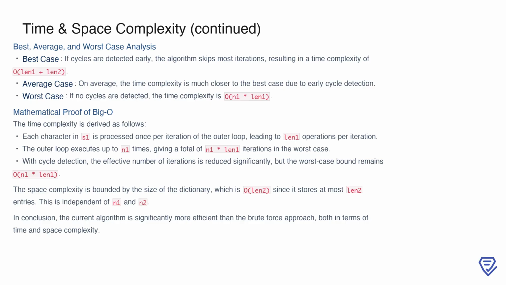To mathematically justify this big O analysis, consider that each character in S1 is processed once per iteration of the outer loop, resulting in len1 operations per iteration. With the outer loop running up to n1 times, the total number of operations is n1 * len1 in the worst case. Although cycle detection optimizes this process in practice, the worst case bound remains valid.